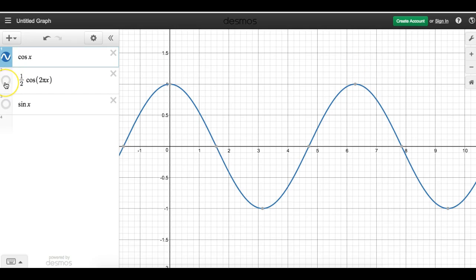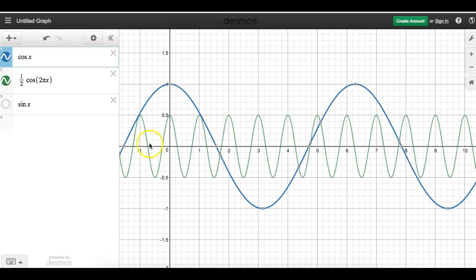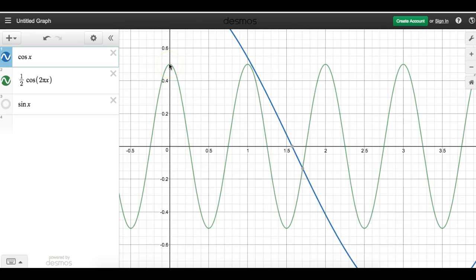Let's look at what happens when we look at 1/2 cosine 2 pi x. Look what just happened here. First of all, the height of our wave shrunk. So our amplitude is 1/2. Our amplitude is the distance from the center to the top, so 1/2. And our period is the distance it takes to do one wave. So if we start here, here's our starting point. We come down, we hit our minimum point at x equals 1/2. We come back up, and at x equals 1, we've done one complete cycle.